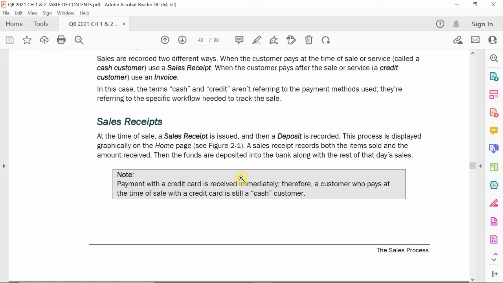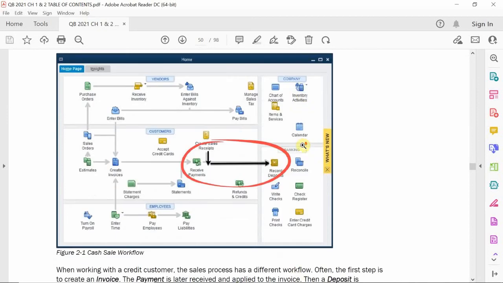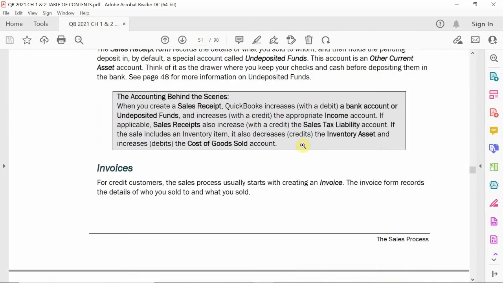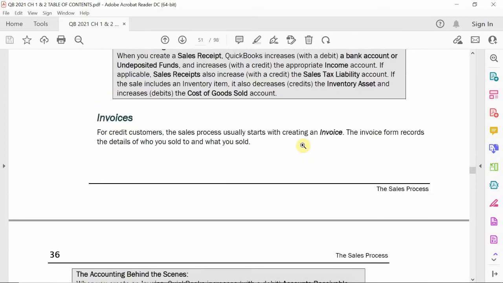It's like when that customer paid with cash, check, or credit card, right? You have to give them that receipt, which is called a sales receipt. And of course, when we talked about sales receipts, we're also going to talk about other things like invoices. Invoices are for our credit customers that choose to pay us after.